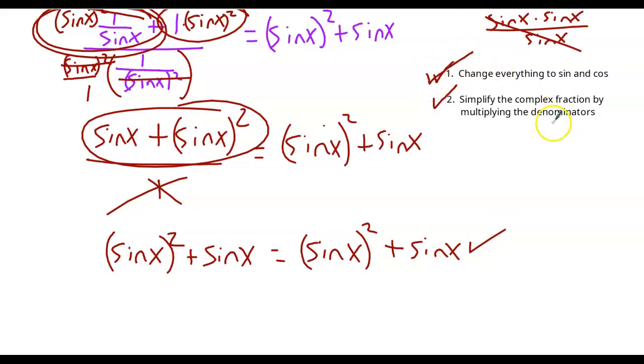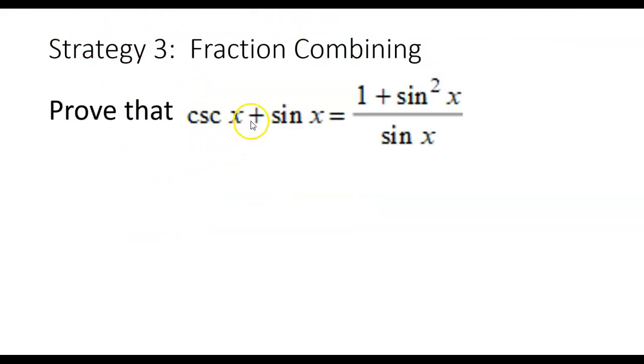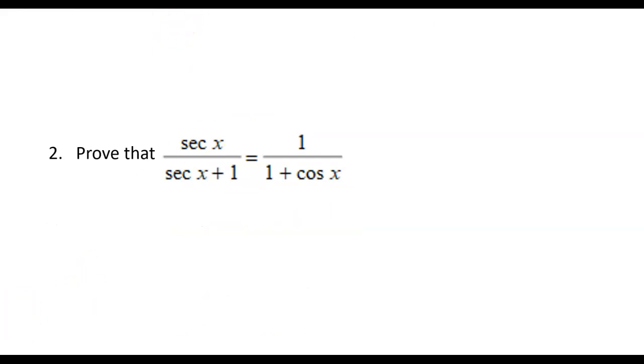So how did we solve this one? We changed everything into sine and cosine, and we simplified the complex fraction by multiplying everything by the little denominators. And that's it. You just have to do those two things and make sure you simplify as much as possible, and you'll land where you need to. So let's go ahead and throw one of those at you guys. Let's go ahead and take a look at number 2.